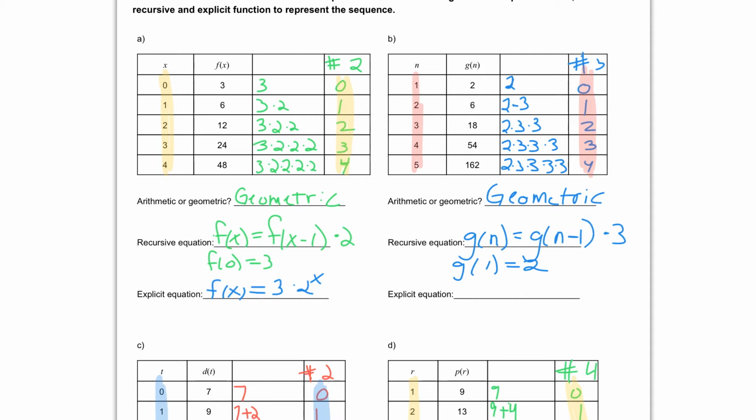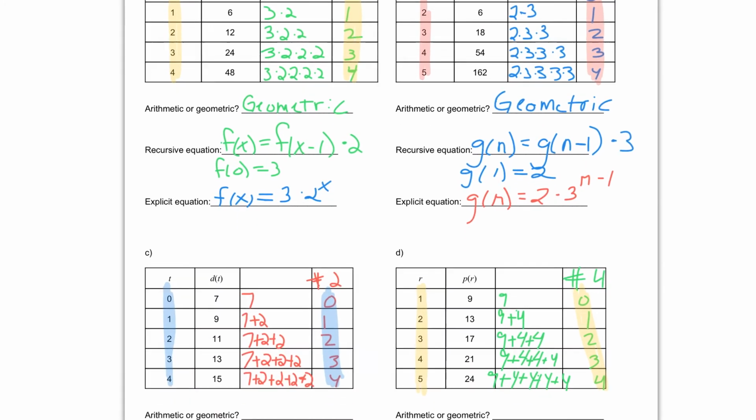Now, for my explicit function, I have g of n equal to, I started with 2, I multiplied by 3, and then let's compare the number of 3's to my n values. So the number of 3's that I need are 1 less than my number of n's. So my exponent should represent that I'm multiplying by 3 n minus 1 times. Then we'll move to letter C.